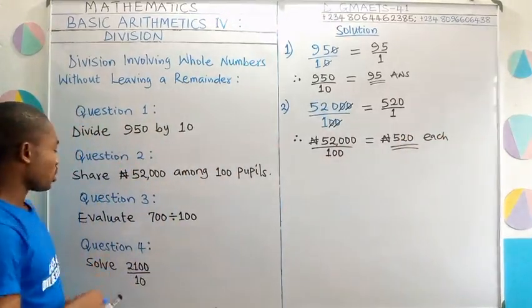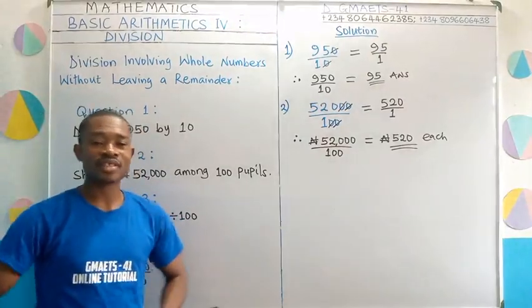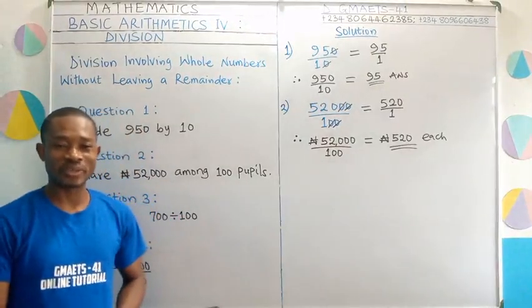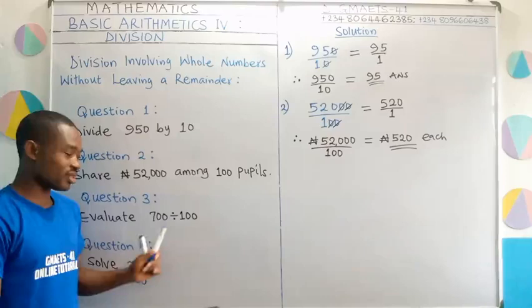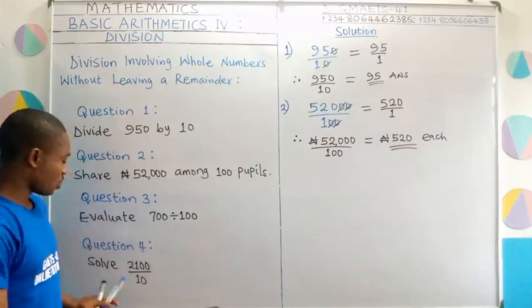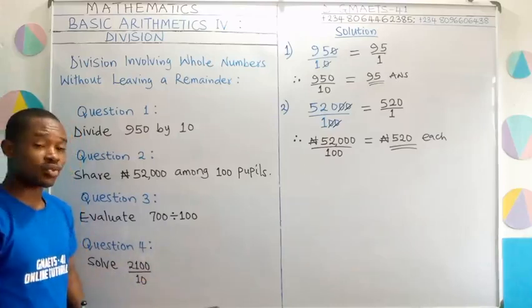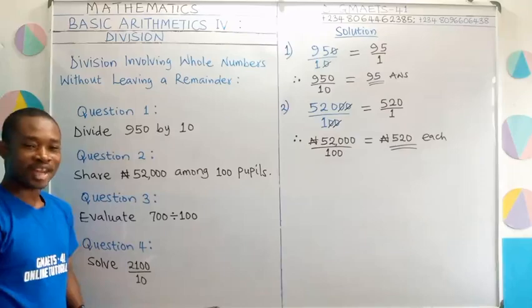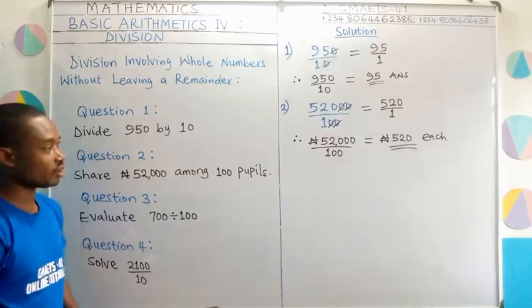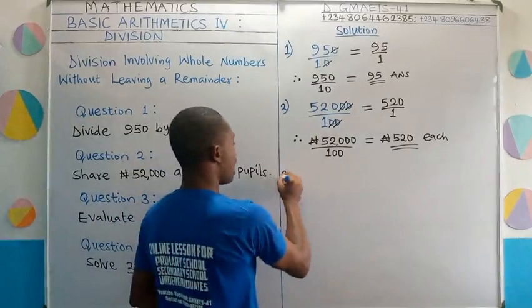Now we are moving on to question number 3. We are asked to evaluate 700 divided by 100. I know you are smiling now, is that not so? Because the answer of that question is 7, straight on. And in fact, question 4, we have to solve 2,100 divided by 10. And I know you've gotten the answer. That is 210. But anyway, let's just write them out on the board.